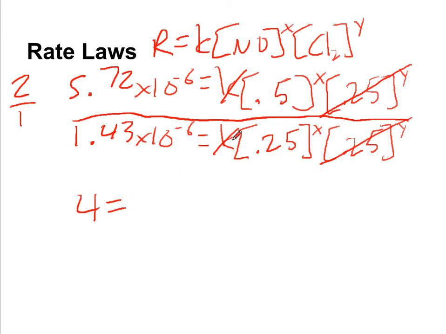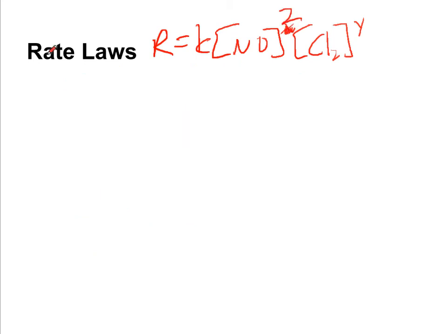And that's going to be equal to, we'll simplify this, 0.5 divided by 0.25 is 2 to the x. Well, 2 to the something has to equal 4, x has to equal 2. So NO is a second order reactant. Now let's use experiments 1 and 3 to solve for the order for the Cl2. Again, we're going to put the larger rate on top, so we'll do 3 over 1.